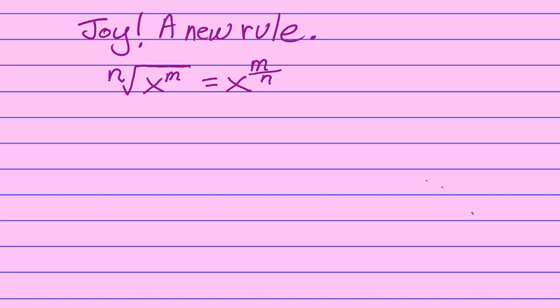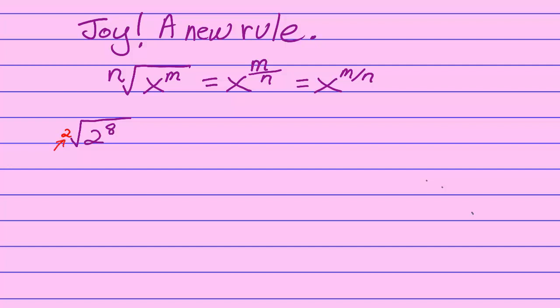Now we're going to talk about another rule of exponents, and I know this will fill you with joy. The nth root of x to the mth power can also be written as x to the m divided by n power. Okay, which is another way to say it. So here are some examples of that.